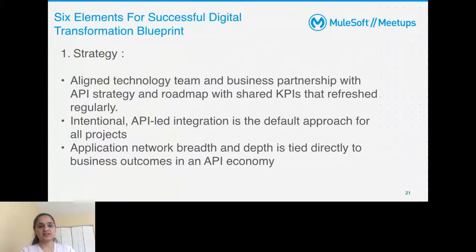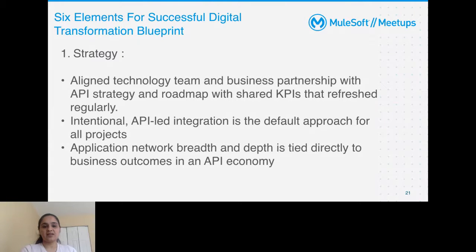So now first is the digital strategy. In the strategy, what we need to make sure is the alignment of the technology team and the business partnership, as we discussed earlier, and with having the API strategy that we will see in the later phase. So having the API strategy aligned with the digital strategy and the digital transformation goals, and having a roadmap with shared KPIs, key performance indicators, that refresh regularly.